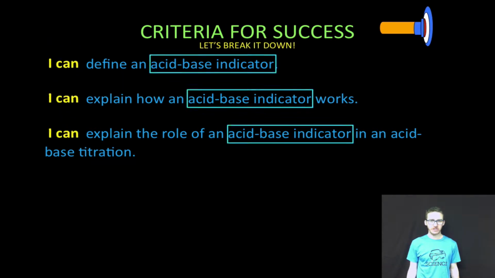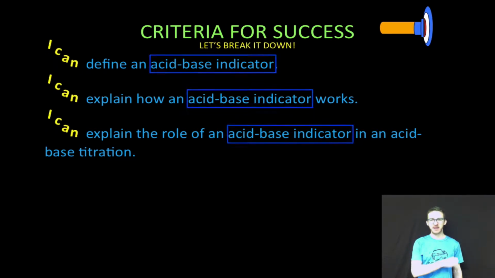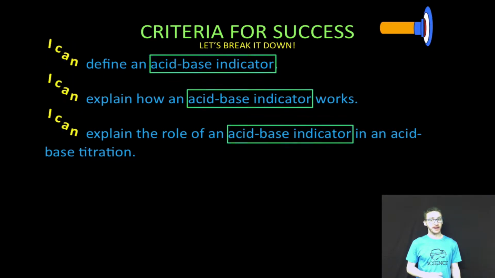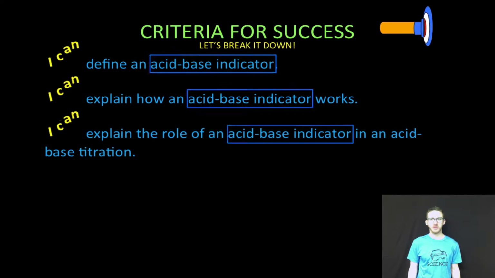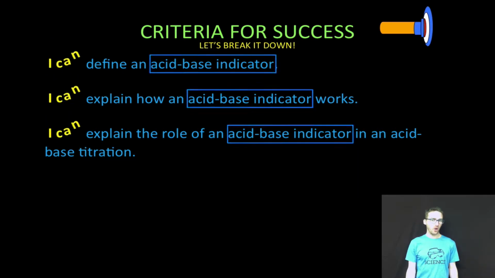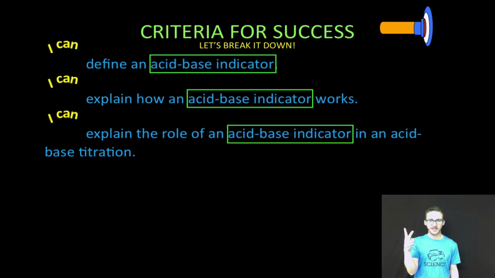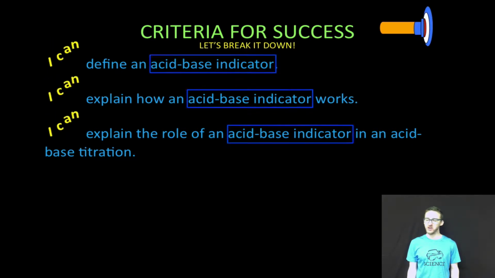1. First thing we're gonna do, define an acid-base indicator. What the heck is it? 2. We're gonna explain how an acid-base indicator works. 3. We're going to explain the role of an acid-base indicator in an acid-base titration. So what is it? How does it do what it does? Why is it important in titrations? It's going to be a great vid. I can already feel it.